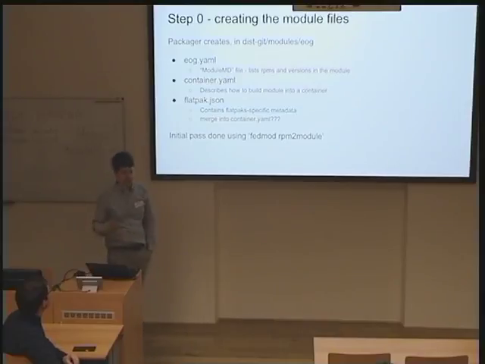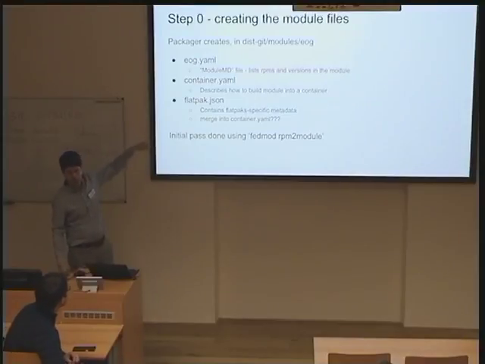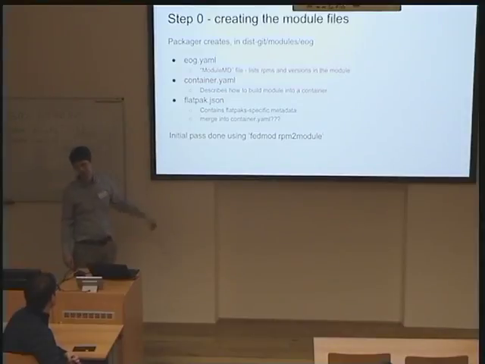So the first thing you have to do in Fedora to create a Flatpak is create some files for the module. There's basically 3 files. A module.md file, which says what goes in your module. Container.yaml says how do I build my module into a container, and it points back to the module. You'll see that it's the most trivial file. And finally, the flatpak.json, which contains metadata for the Flatpak, saying how to actually run the Flatpak.